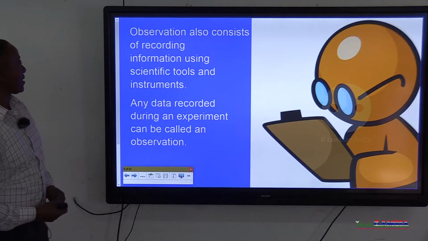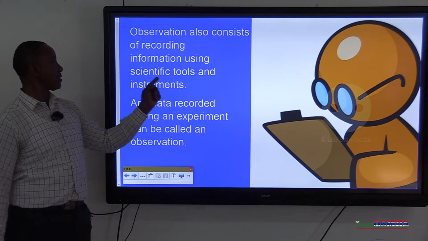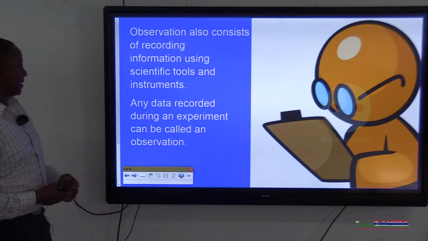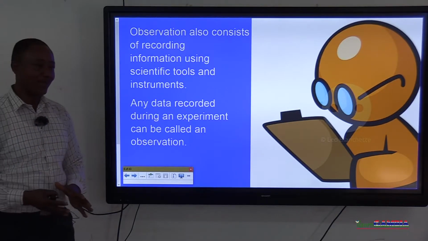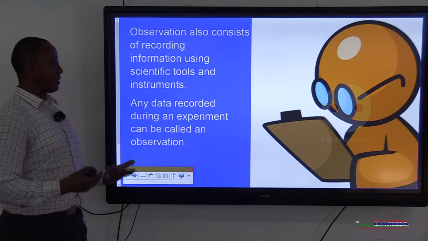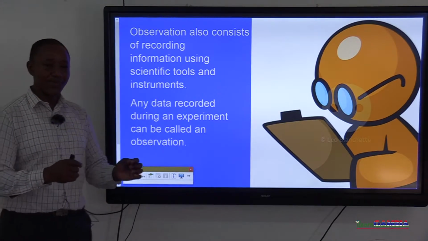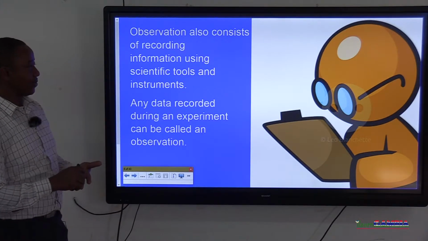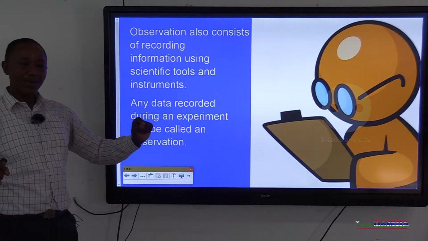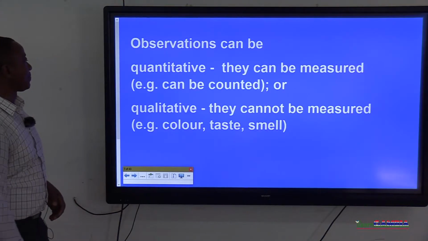Observation also consists of recording information using scientific tools and instruments. Any data that is recorded during an experiment can be called an observation. So examples of some things we record. For example, you measure the temperature of something and you record that temperature, that is an observation. Or you're measuring the length of something and you record it, that is also part of observation.